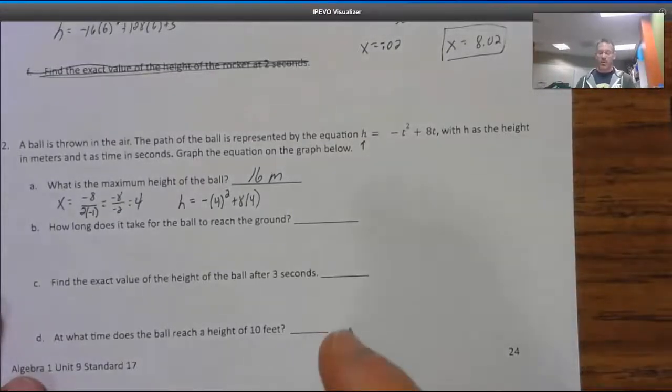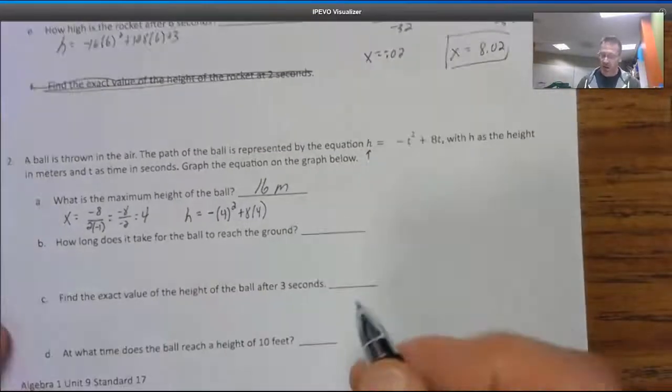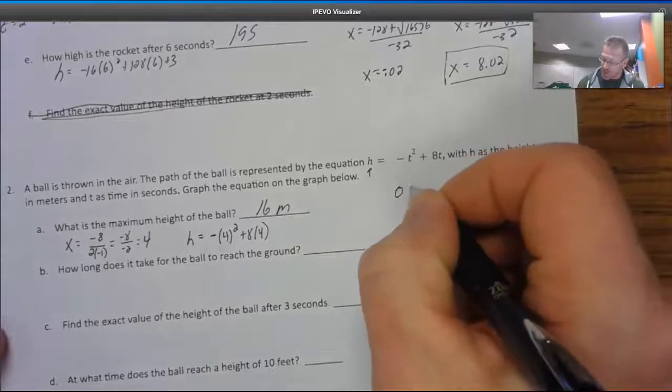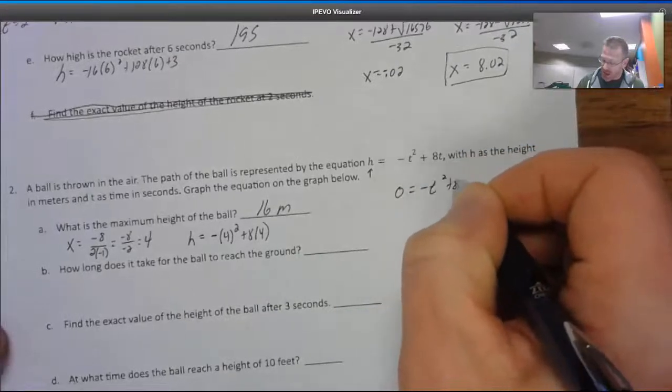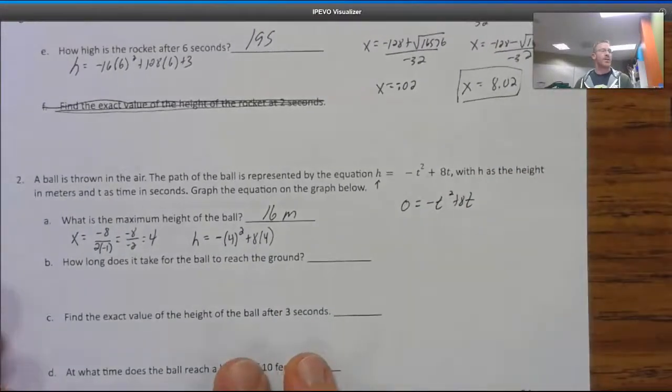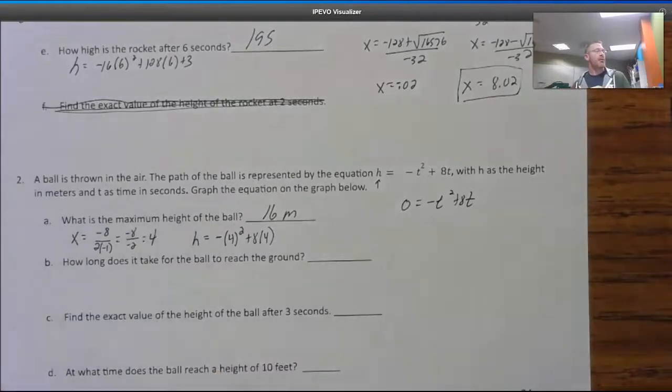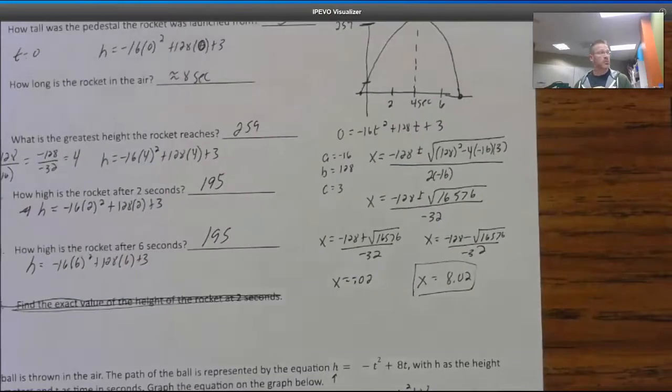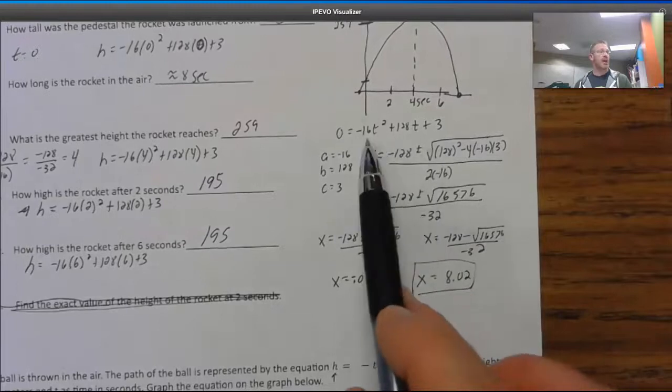How long does it take for the ball to reach the ground? Once again, the ground is at a height of 0. So now that means that 0 equals negative t squared plus 8t. Once again, you get to choose the method of solving here. Notice how this only has two terms, and it's a little simpler than what we had up here.